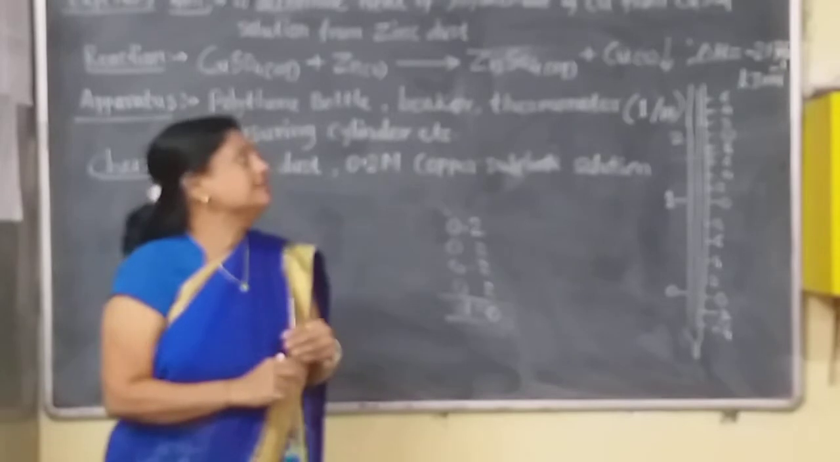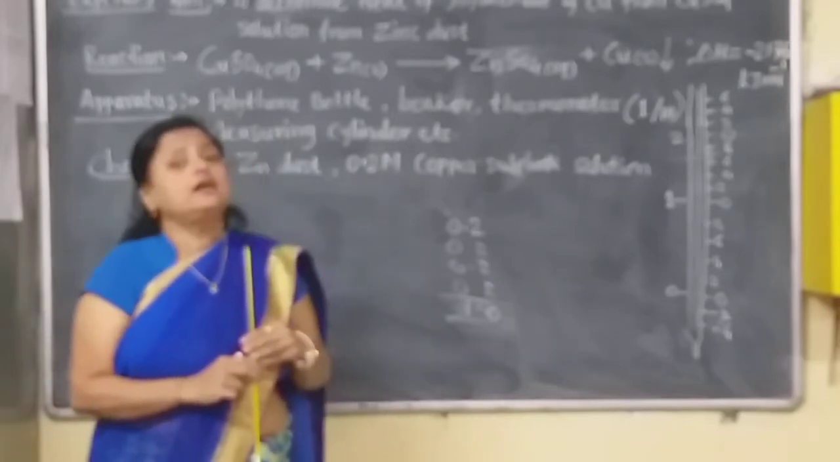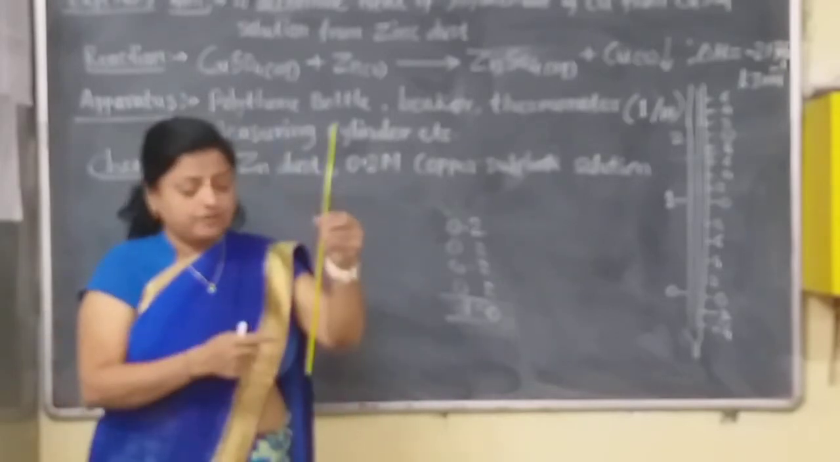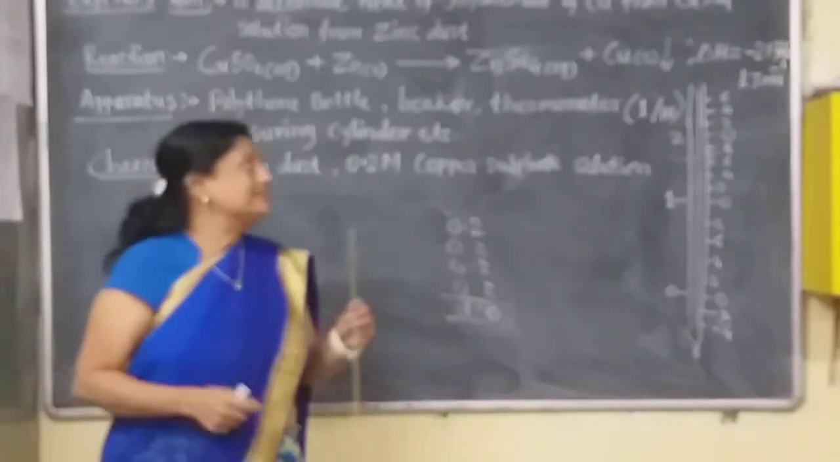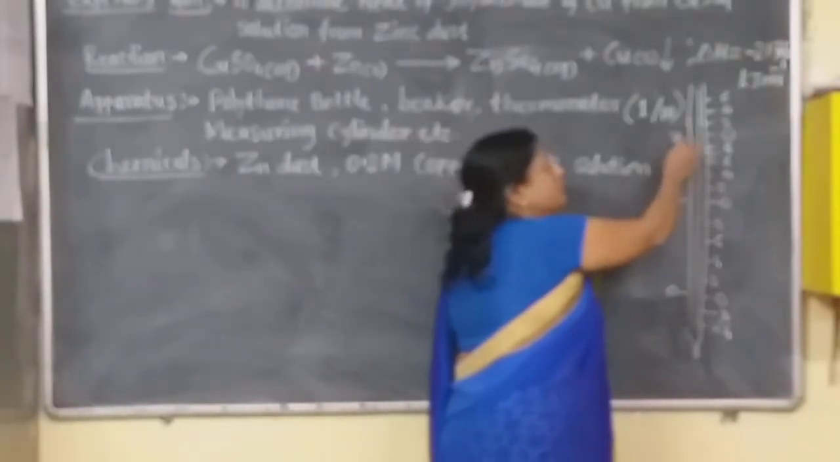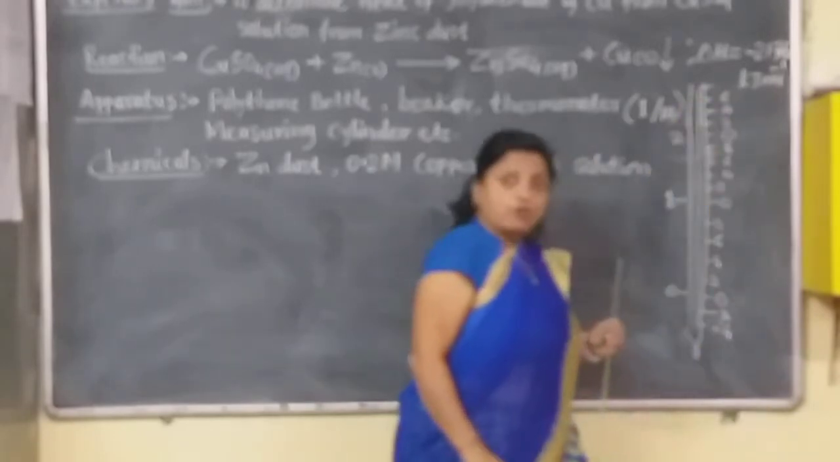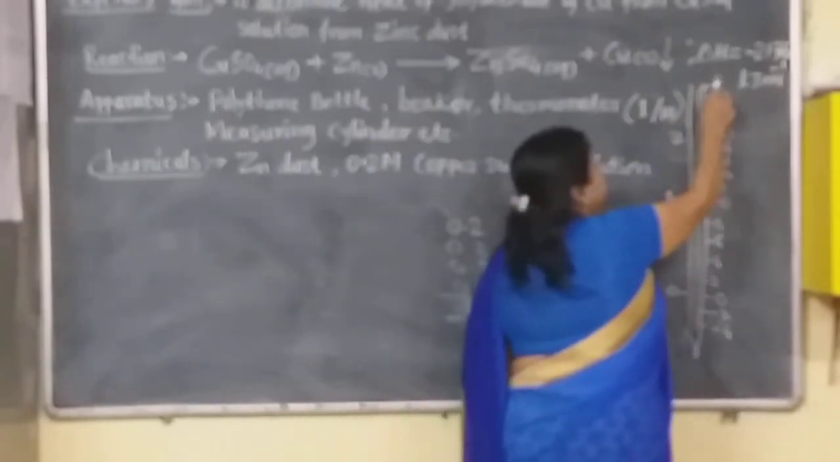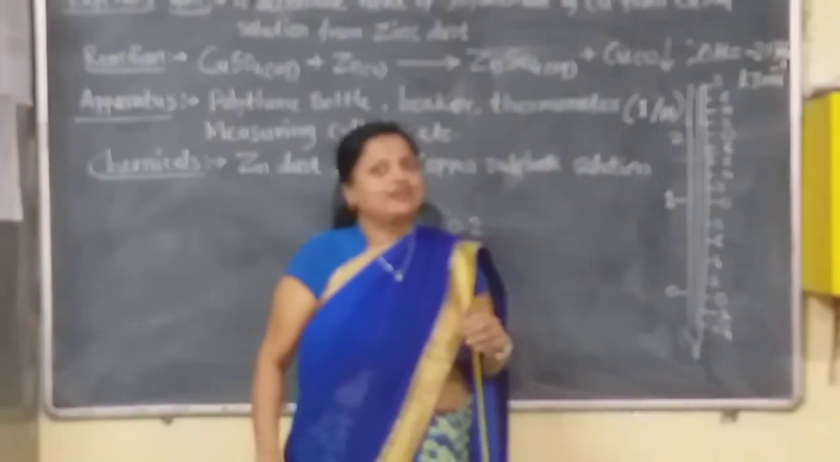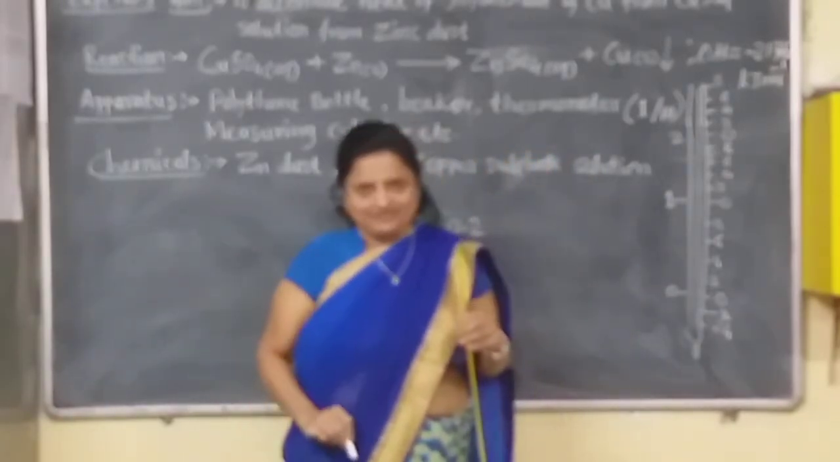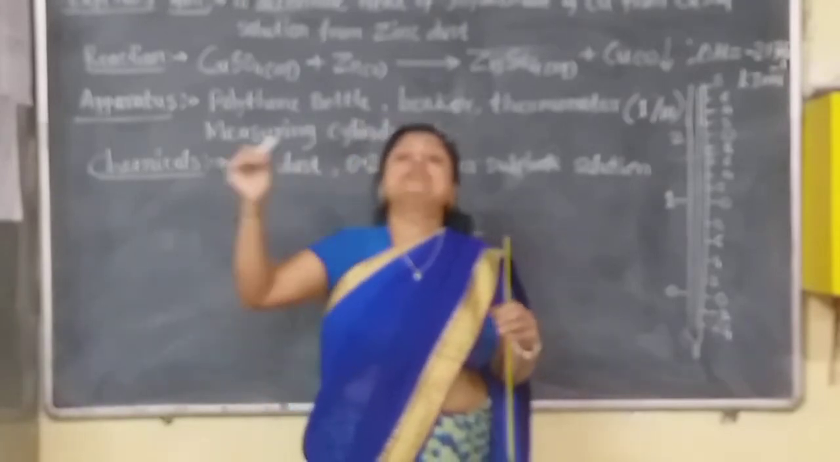Now give me the answer: if the mercury shows a temperature above this 20, in between 6 and 8 at the fifth line, then what will be the temperature?